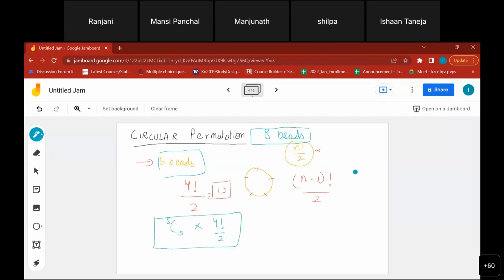Right. Is it clear with everyone? Firstly, we need to choose which 5 beads I'm going to use to make the necklace. After that, I will arrange these, right? So firstly, I need to select 5 of these 8 and then arrange them in circular order, right?